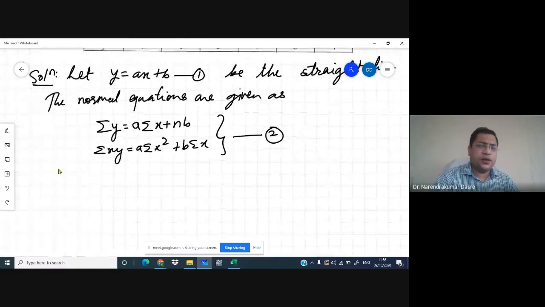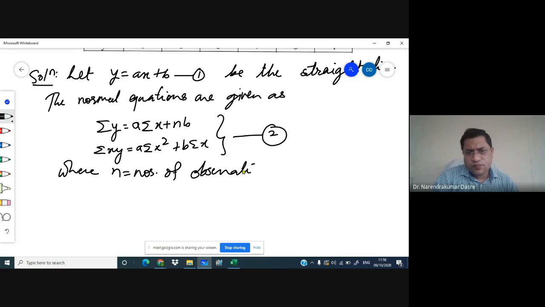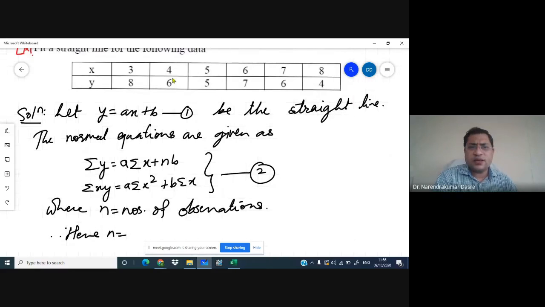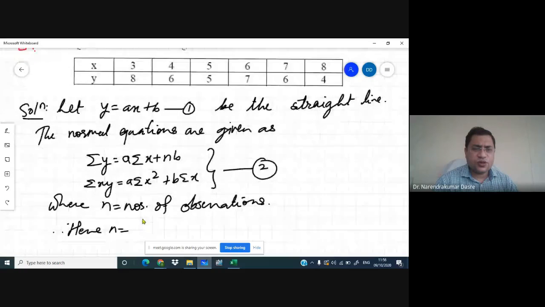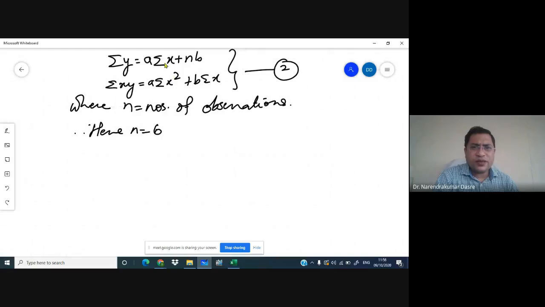Here n is equal to the number of observations. So what is the value of n here? See what is the length of the data set given to you. It is going to be 6. So here we have n is equal to 6. Now what I want to find out is summation x, summation y, summation xy, and summation x square. So let us try that.